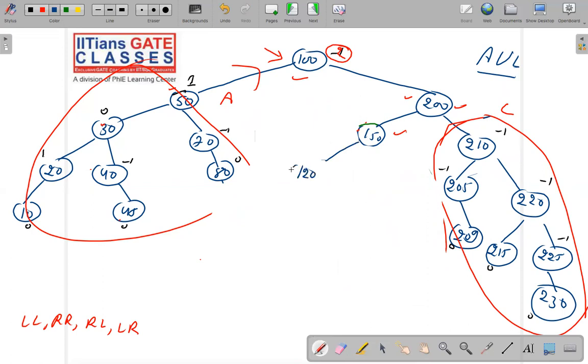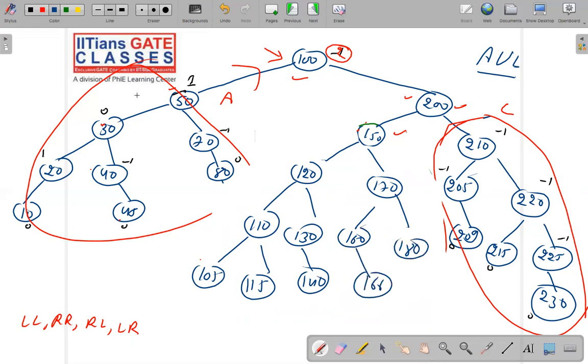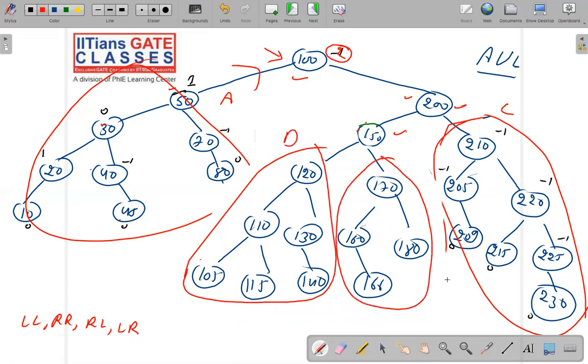We have 120 here, 170 here. Here we have 110, 130, 140, 105, 115, 160, 180, 166. Okay. Now this is D. This is B.